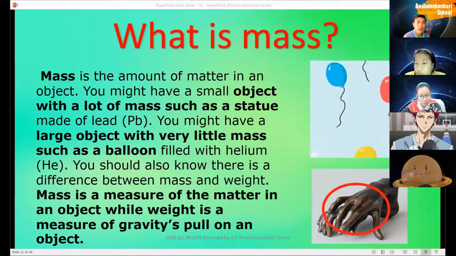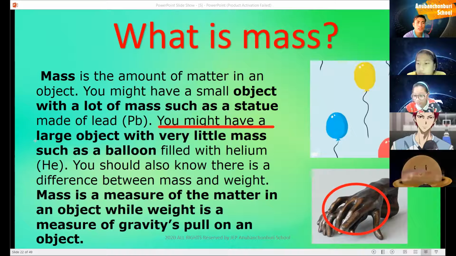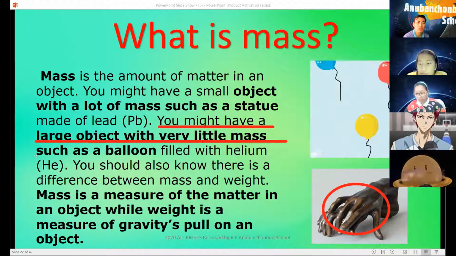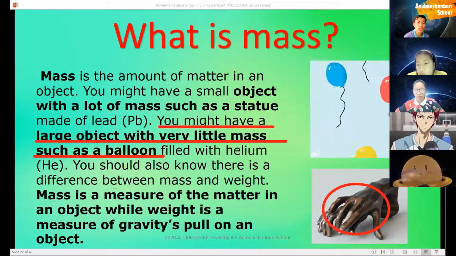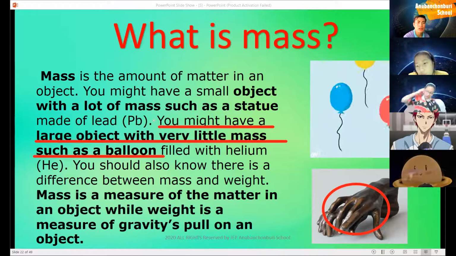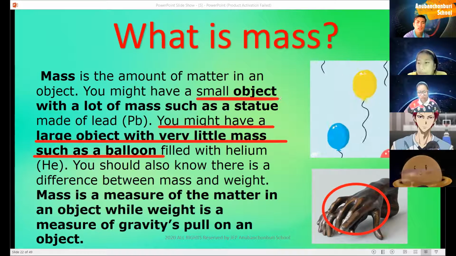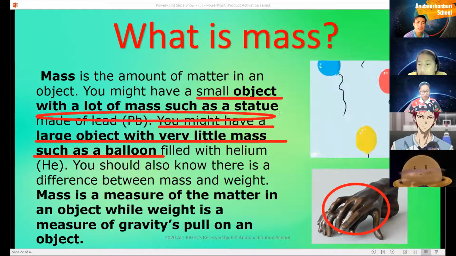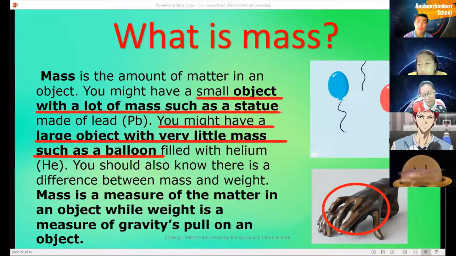Here, it says you might have a large object with very little mass, such as a balloon. So a balloon has very little mass. And there are also very small objects, like a statue, that have a lot of mass. Those are the things that you need to remember about mass.